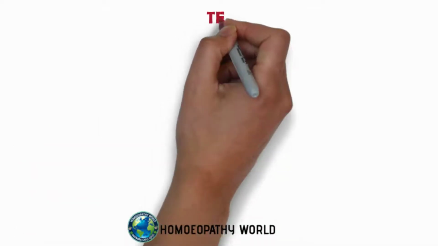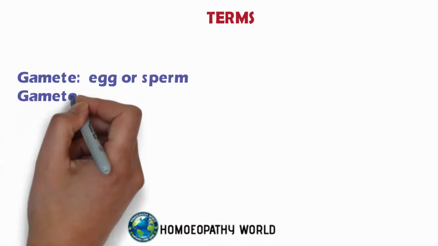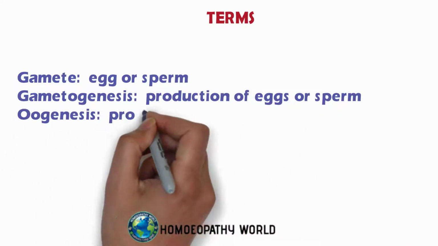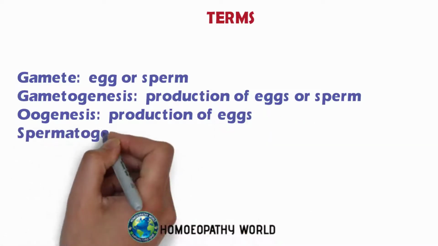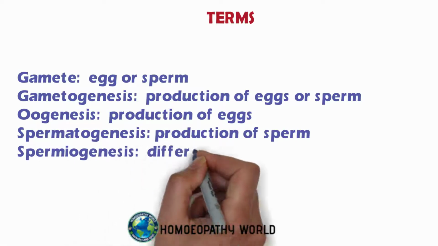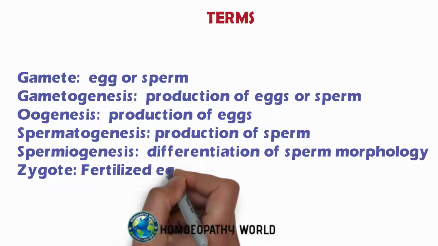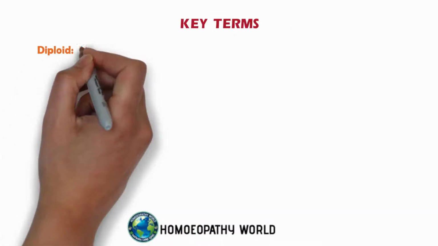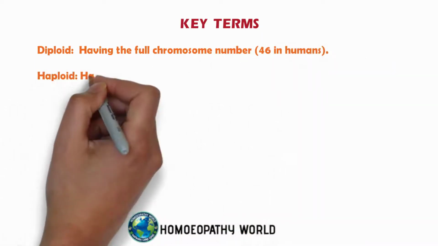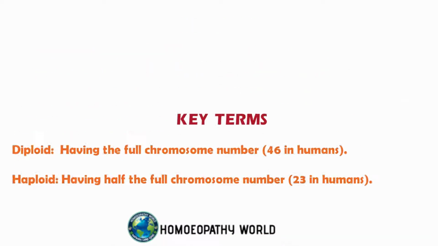The terms are: gamete, that is egg or sperm. Gametogenesis is production of egg or sperm. Oogenesis is production of eggs. Spermatogenesis is production of sperms. Spermiogenesis is differentiation of sperm morphology, and zygote is fertilized egg. Key terms: diploid, having full number of chromosomes, that is 46 in humans, and haploid, having half number of chromosomes, that is 23 in humans.